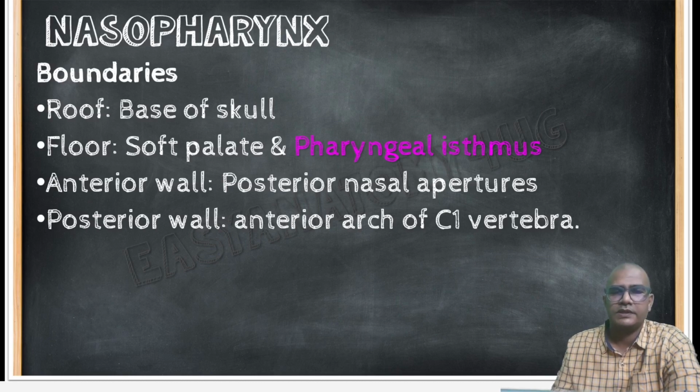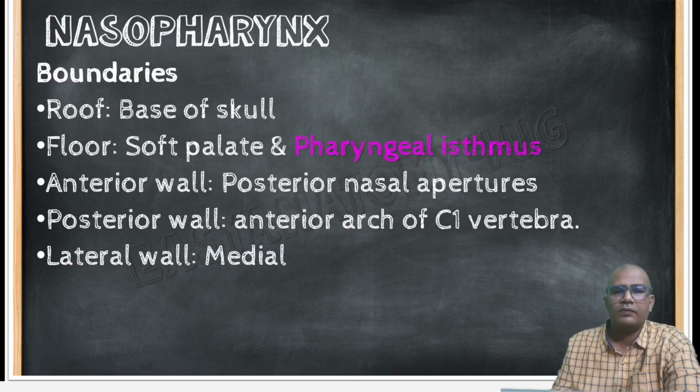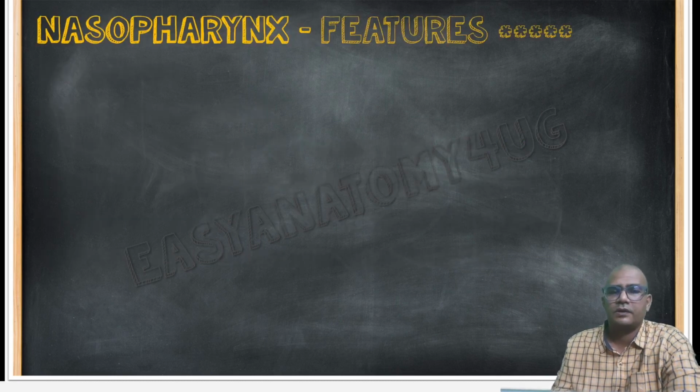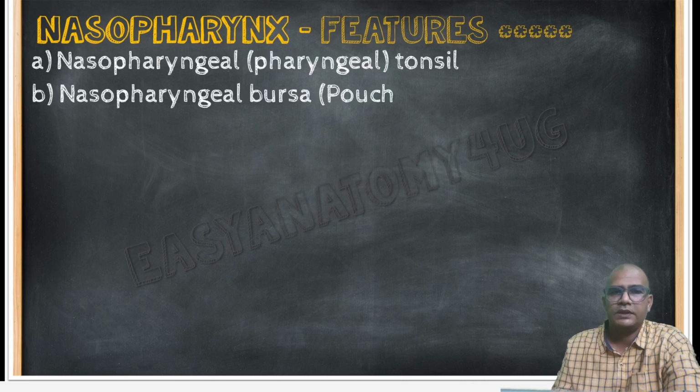All these things you can correlate with the diagram. We have already seen how to draw the diagram. Lateral wall, it is medial pterygoid plate, which is not shown in the diagram. It cannot be shown. So you have to remember that laterally it is medial pterygoid plate. So what are the features of the nasopharynx? Very important. I have marked it with 5 stars. It is nasopharyngeal tonsil, nasopharyngeal bursa, which is also known as pouch of Luschka.